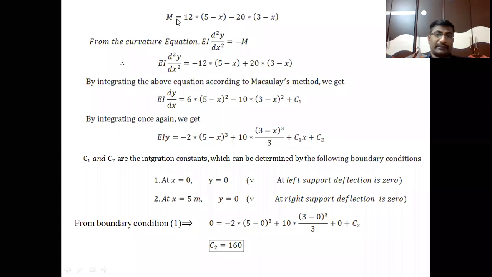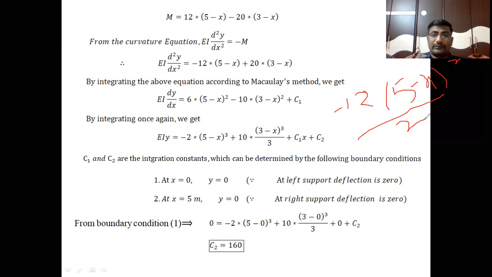So I will write this equation again. If we integrate the first term, minus 12 is there. So 5 minus x integration, 5 minus x whole square by 2. So minus x is there, minus minus plus. So 12 by 2 is 6. So I have written here 6 into 5 minus x whole square.